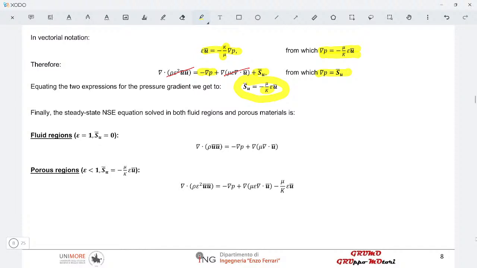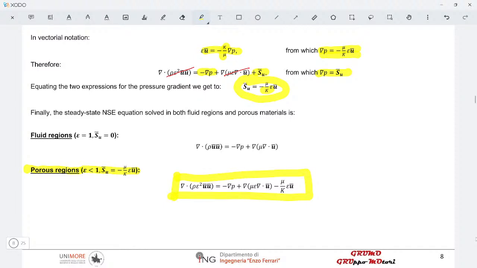So this means that when the momentum equation is applied to porous materials, and this is what we have here, we will have epsilon lower than 1, because here we have a proper presence of solid fiber that reduces the space available for the fluid. So the first modification is that we have porosity different than unity. The second one is that the vectorial source term here is specified. So we have this equation for the flow in porous materials.